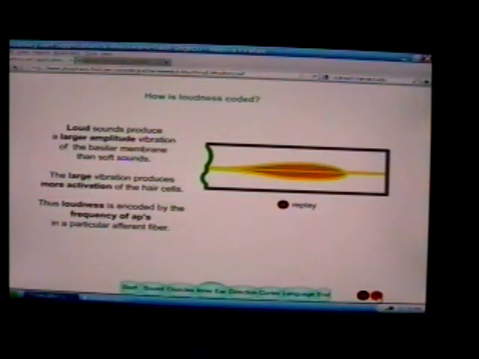Now, what about loudness? So loudness, for any particular frequency, so notice what you're hearing is just the same tone, but the first one is loudest, then the second one is a little less, and the third one is softer. The loudness of the tone is represented in a different way. It's not place coding anymore, but it is the frequency of action potentials.